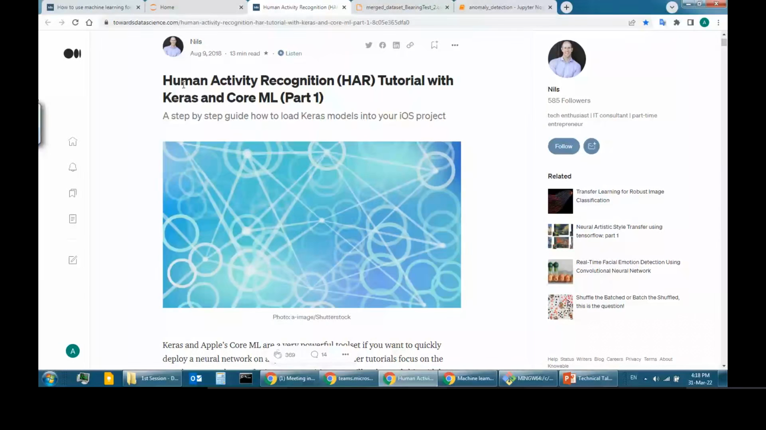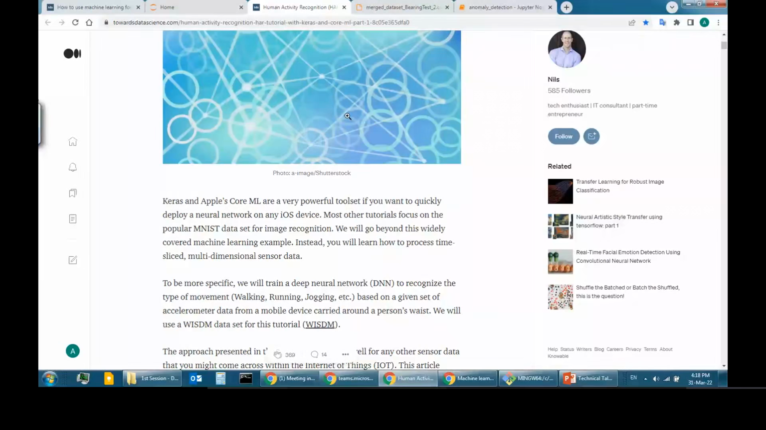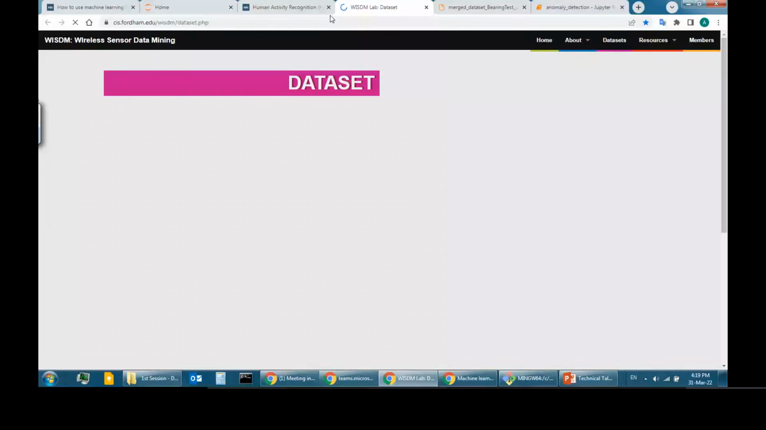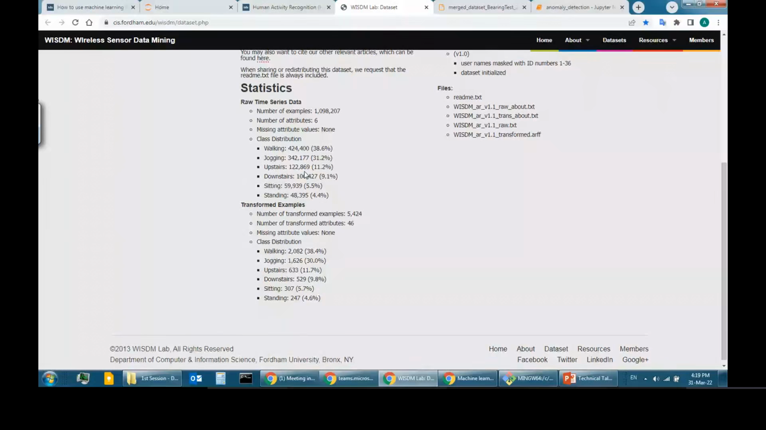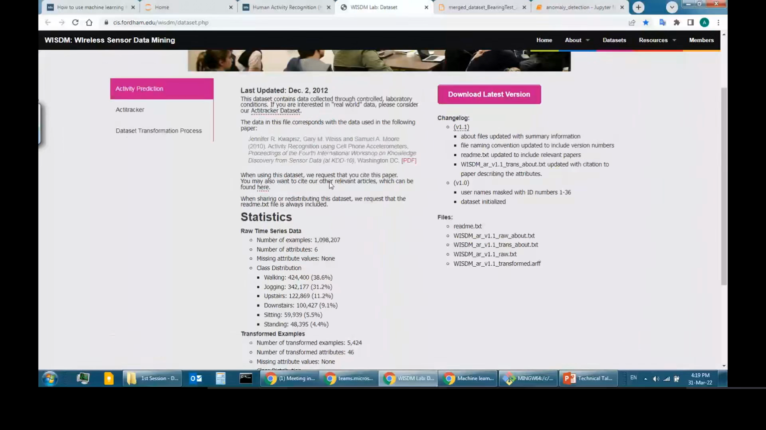So there are two techniques here. First, using just a deep neural network. By the way, the data set here is coming from some website. They have collected a lot of data. Actually, the samples are more than 1 million. And the attributes are 6. The classes are 6, but they have many attributes because they are taking the acceleration and something else, probably. Let's have a look.